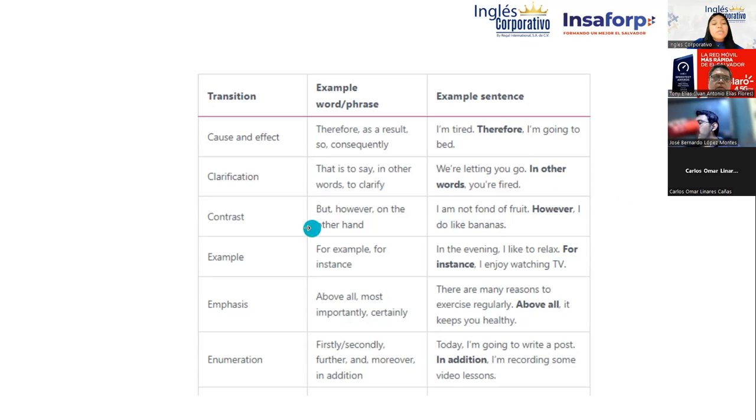Then we also have the ones for example. The ones for example, or for instance, right? That the most common one is for example, but we can use for instance. In the evening, I like to relax. For instance, I enjoy watching TV. Yeah, for instance means for example. Like for example, okay. Yeah, it's the same thing.